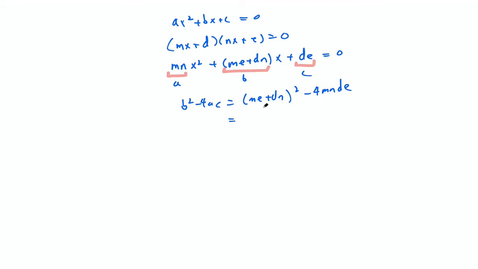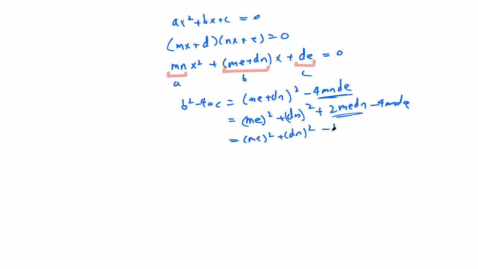Right, but notice that if I expand this out, I get me squared plus dn squared plus 2 medn. That's basically this term, right? So when I subtract 4 of this, right, you end up getting these values. Okay, and this becomes minus 2 medn, right? It doesn't matter which order we have these variables, but now we can actually factor this again, right?